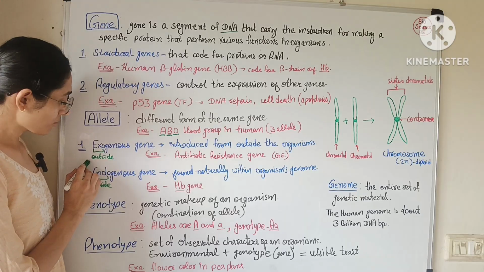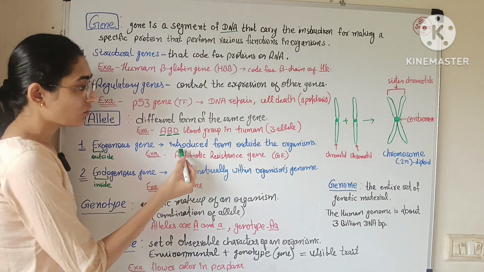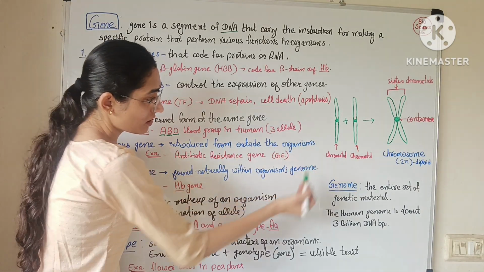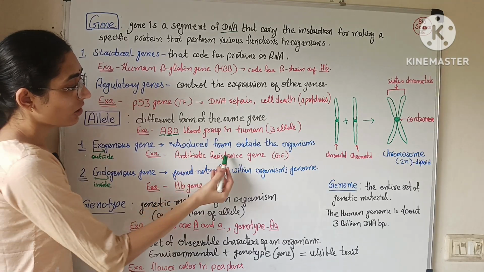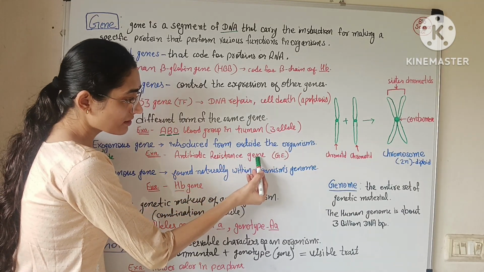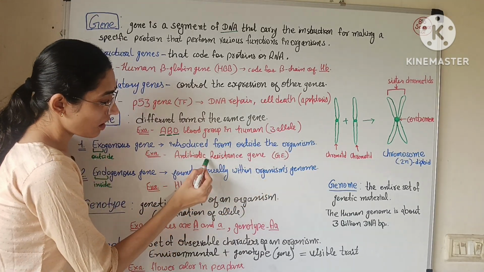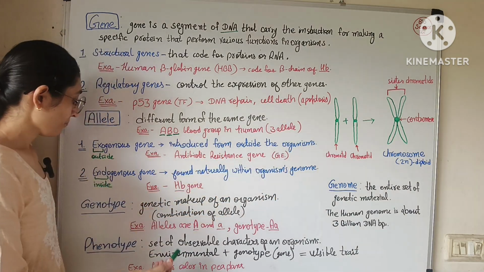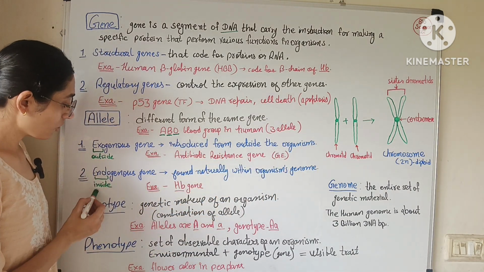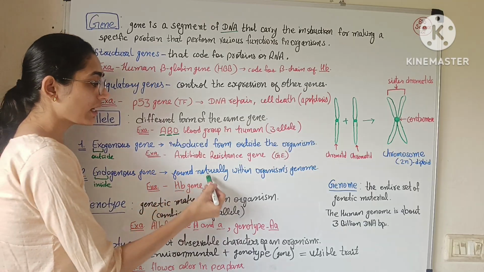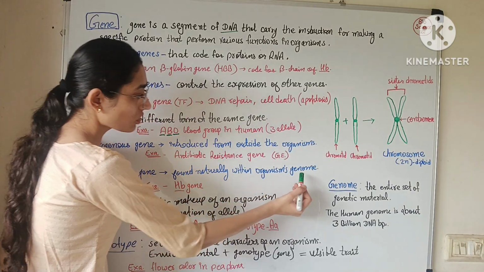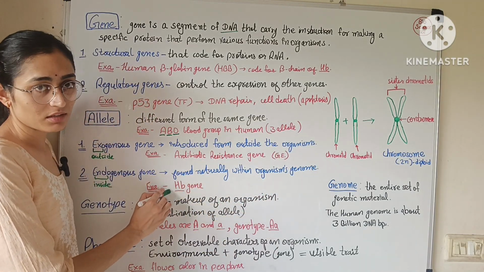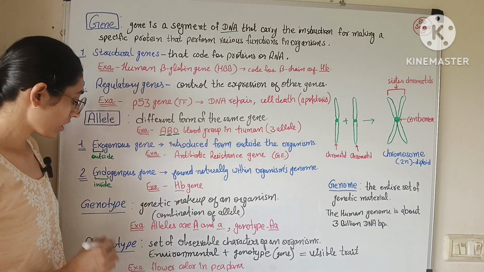Exo, as the name suggests, means outside, introduced from outside the organism. For example, antibiotic resistance gene. This gene provides resistance against antibiotic. It is widely used in genetic engineering. Endogenous gene, endo means inside, found naturally within organism's genome. For example, hemoglobin gene, naturally found in our body.